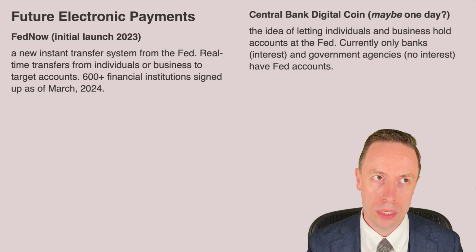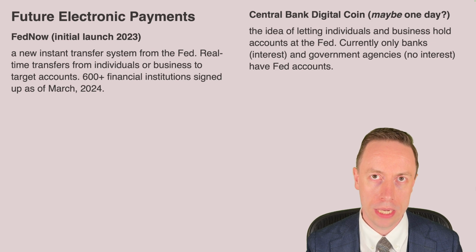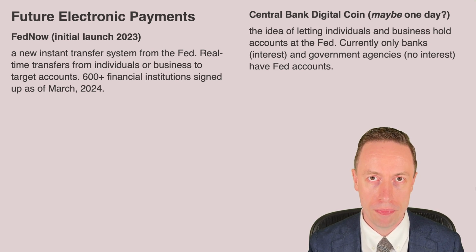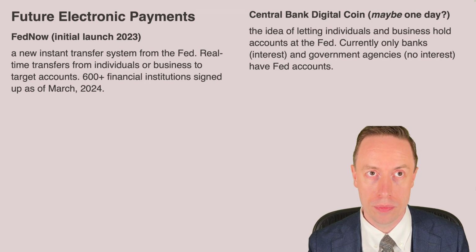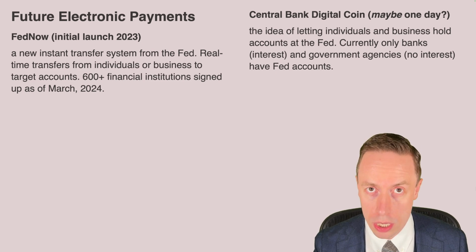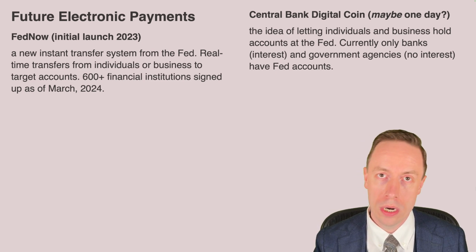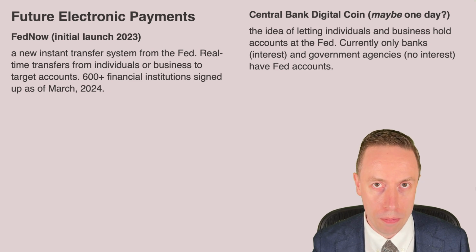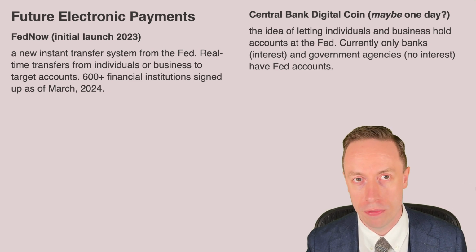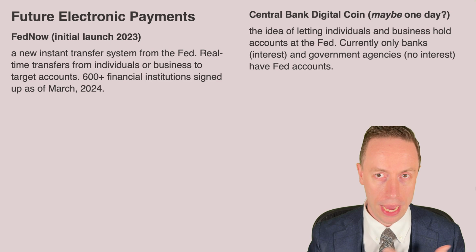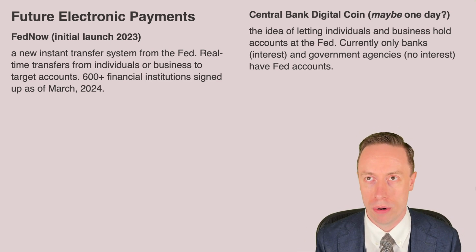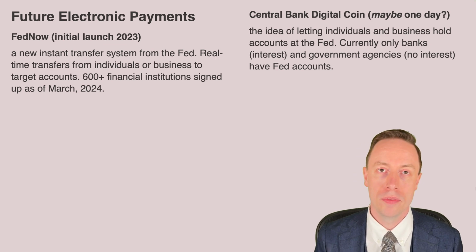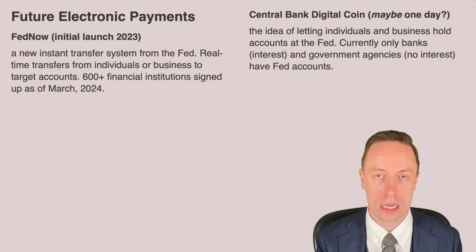So right now, the only way in which we can directly hold money issued by the Federal Reserve is if we have a Federal Reserve note, actual currency. If we want to have electronic money, we are sort of forced to go through a bank or a credit union. We have to have an account with them. We can't have actual direct Federal Reserve notes in electronic form. Central bank digital coin, what if we can have a Fed account directly?